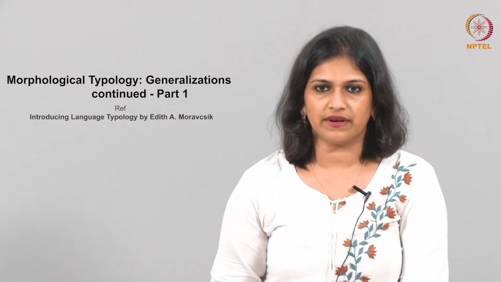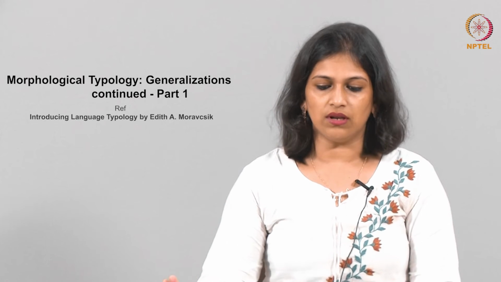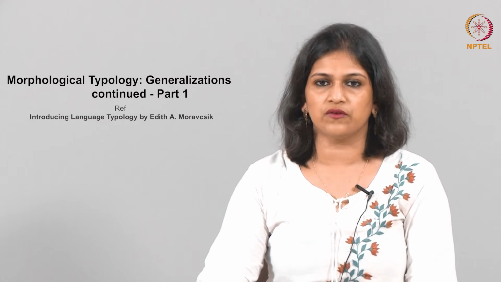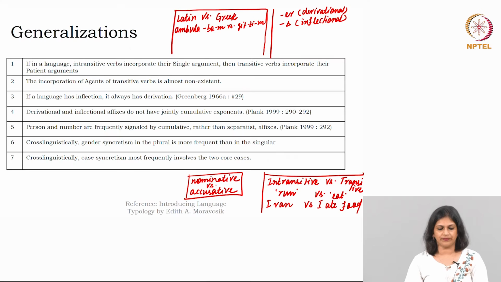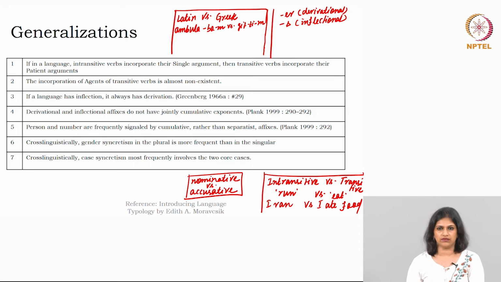Just to refresh what we discussed, the first generalization or Gen 1 was all about the category or the nature of the verbs and its argument structure. And it reads something like this: if in a language intransitive verbs incorporate their single argument, the transitive verbs incorporate their patient arguments. And we have already discussed how intransitive verbs are different from transitive ones and how this generalization works.